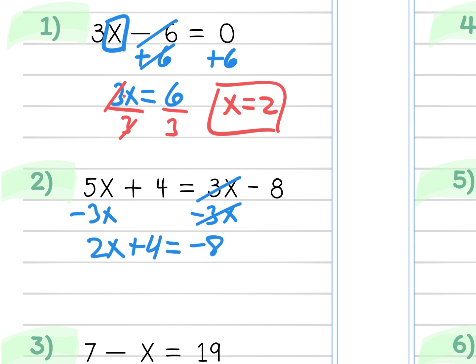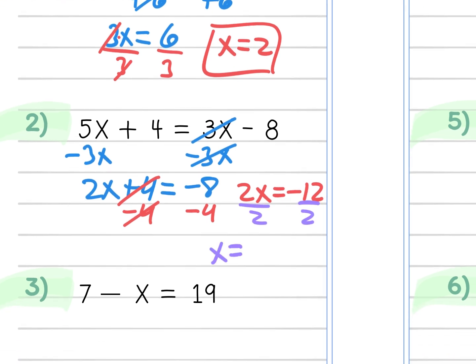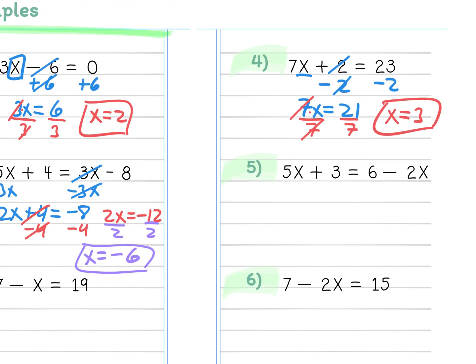And then from here, we can get our constants to one side of the equation. So we have a plus 4 on the left-hand side. To get rid of that, we want to subtract 4. 4 minus 4 gets you 0. And then we're left with 2x equals negative 8 minus 4, which is negative 12. The last thing you want to do is divide by 2. So then you get x equals negative 12 divided by 2, which is negative 6. And then your answer is x equals negative 6. Let's keep going.